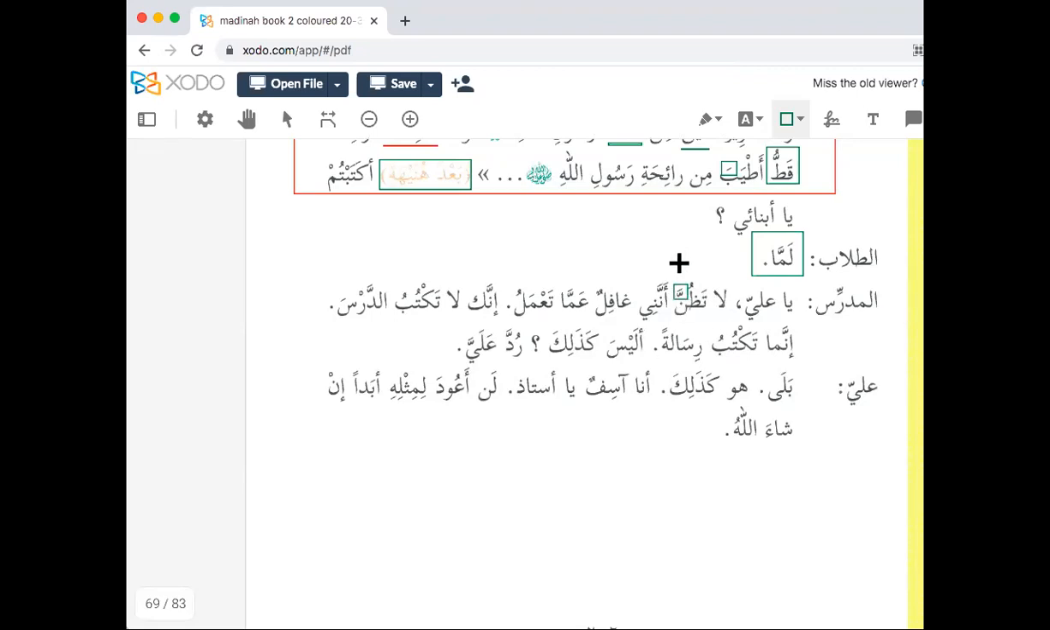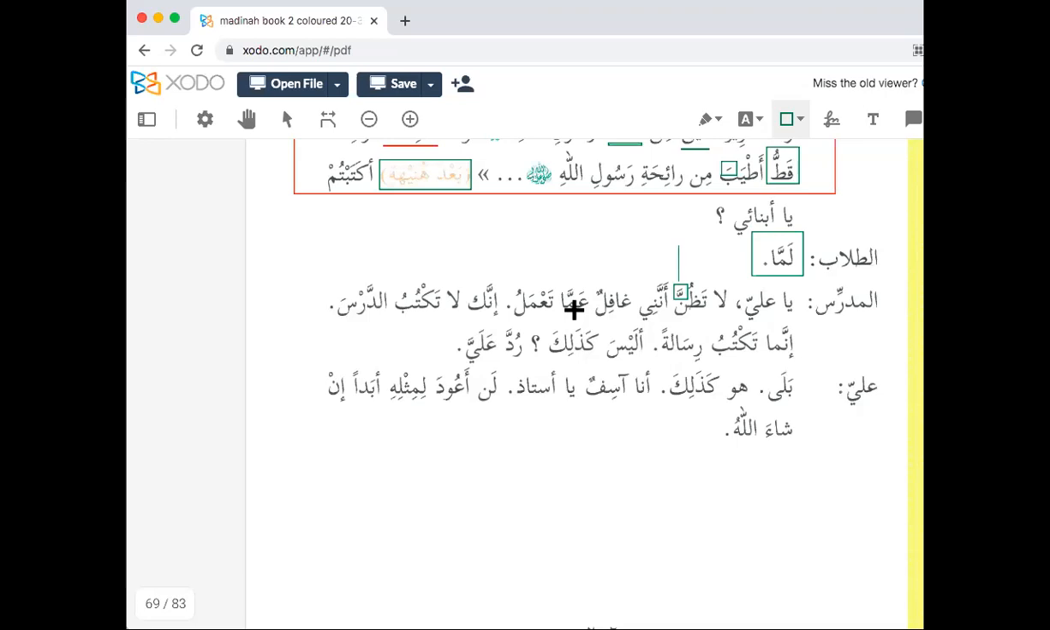Okay, you read over here as a dhamma, but over here is a fatha. Why is there a fatha? And should it be a dhamma? No. It's a fatha because it's majzoom because of the lam al-nahiya. Ahsant, Ibrahim, ahsant. This la is la an-nahiya.